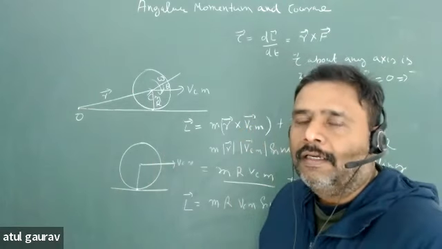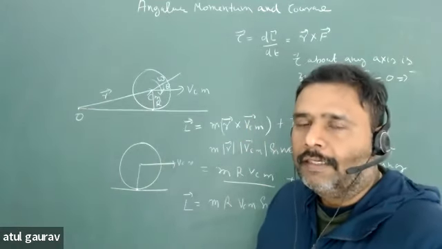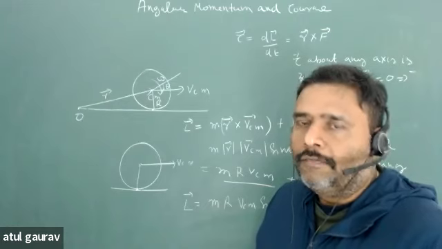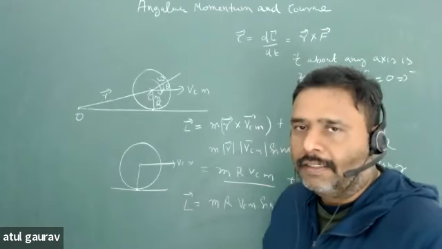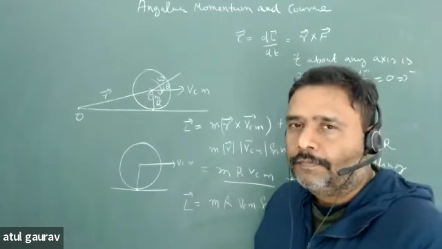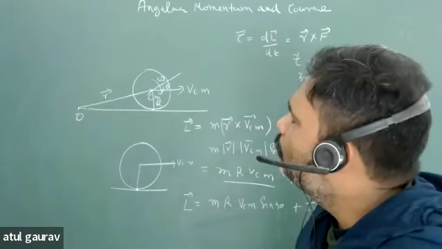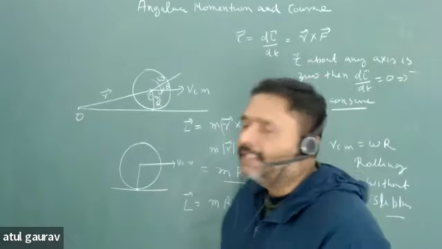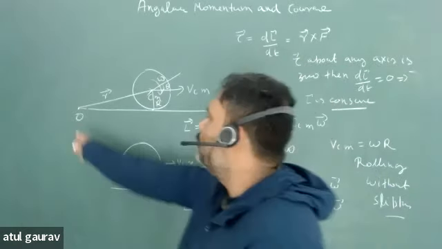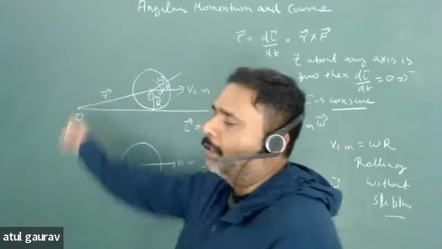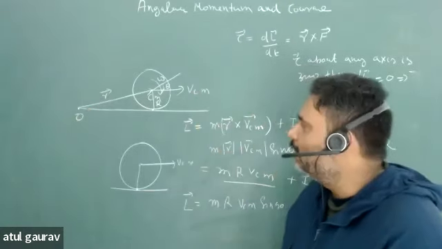2/5. है ना? कितना होता है? 2/5 mr square for the solid sphere, isn't it? Yes, sir. So now you can see, sometime your problem will give you leverages that you can treat 2 points as an equivalent points. ऐसा कर सकते हैं ना?